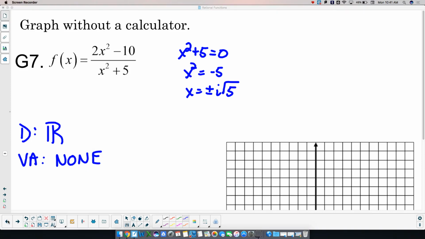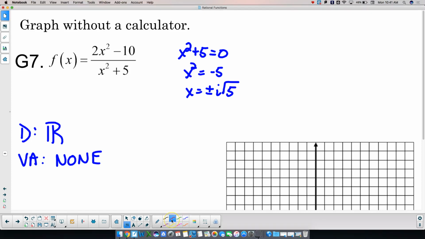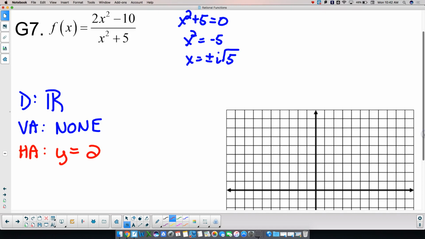Agree with my domain and my vertical asymptote. Denominator can never be 0 because we're adding 5. And imaginary numbers are not part of the real number system, so there's no restrictions, which means there's no vertical asymptotes. Degree of the top is 2, degree of the bottom is 2. Those are the same, so I get y equals 2 as my horizontal asymptote. Do we agree with that one?